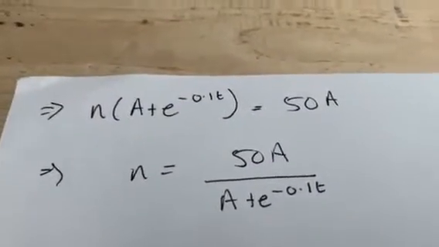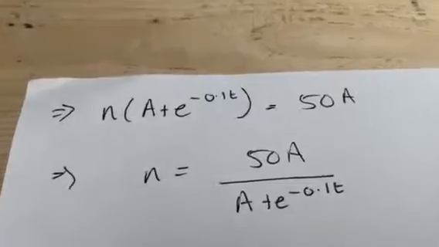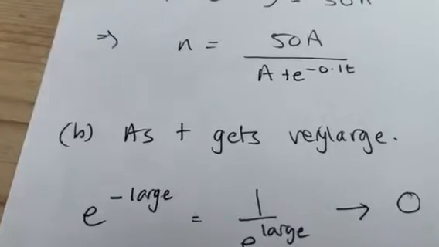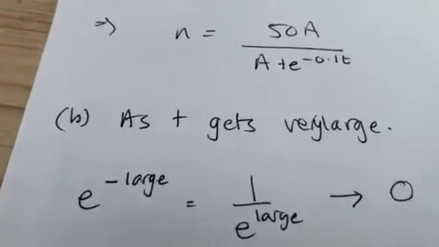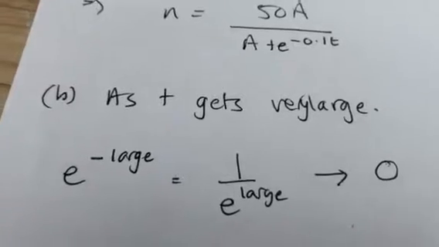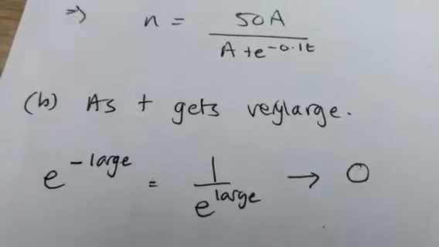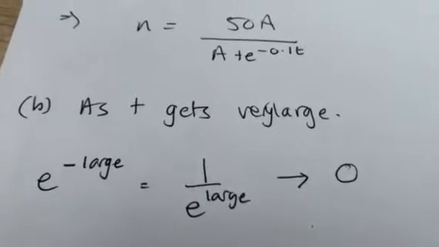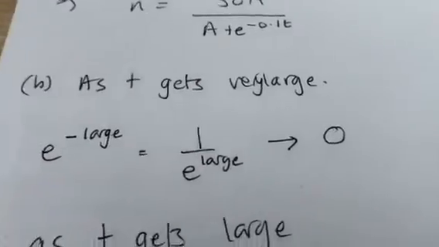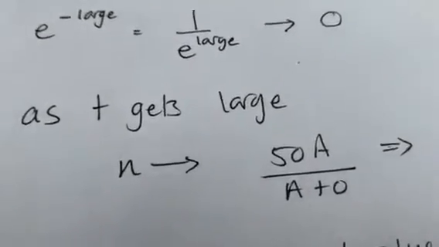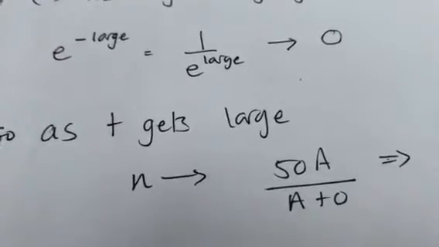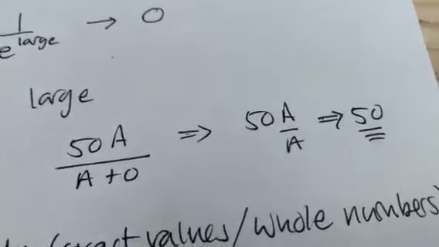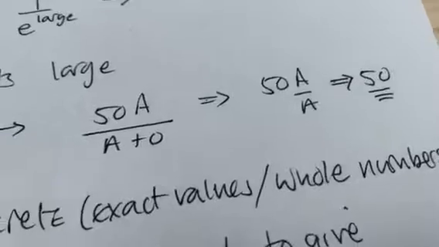The reason that they want you to do this is that it's in a much easier form to answer the next question. As t gets very large, e to a negative large power is 1 over e to a large power. The reciprocal of anything enormous tends to 0. So you know that when t gets very large, e to the minus 0.1t is going to virtually disappear. So as t gets large, n tends to 50A over A plus 0, and of course that becomes 50A over A, which tends to 50.